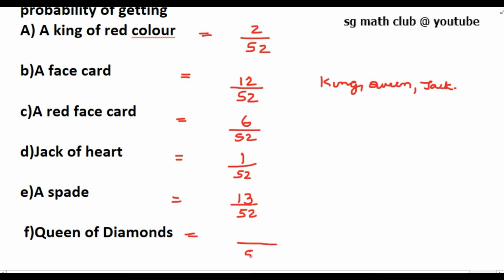Again, queen of diamond. Total number of cards is 52. And queen of diamond, again 1 by 52, because under diamond we have 1 king, 1 queen, 1 jack, 1 ace, and cards numbered from 2 to 10. So queen of diamond means it is 1 by 52.